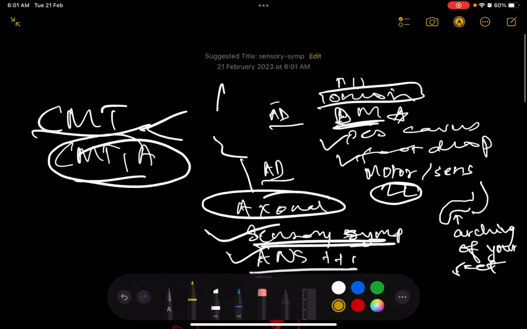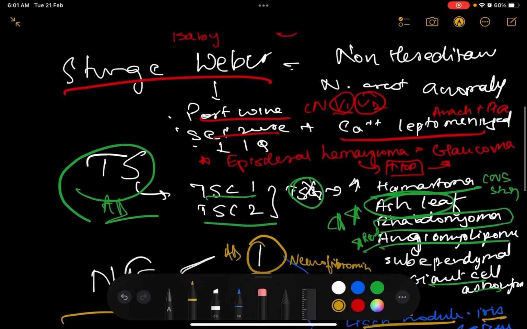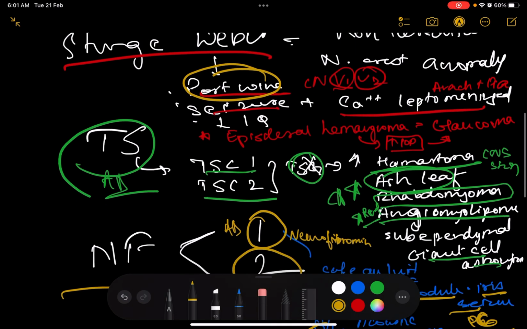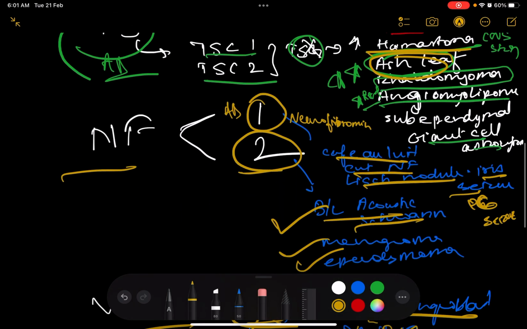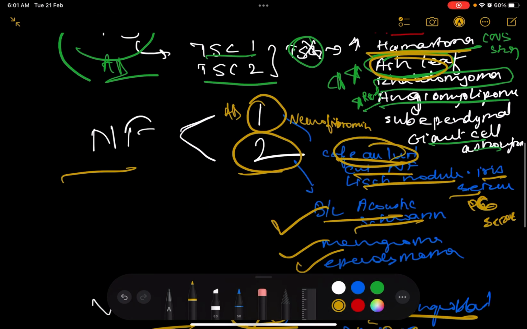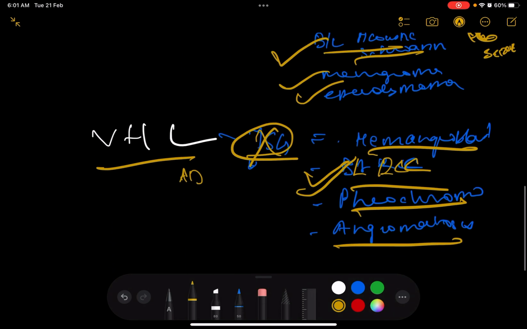I think that is about it, whichever come with the CNS. Just remember, Sturge-Weber is obviously with a port wine stain. TS is with ash leaf spots and a lot of hamartomas. Neurofibromatosis is with café-au-lait spots, cutaneous neurofibroma, and Lisch nodules. Von Hippel-Lindau is associated with bilateral RCC and pheochromocytoma. Bilateral RCC is a very important point that has to be made.